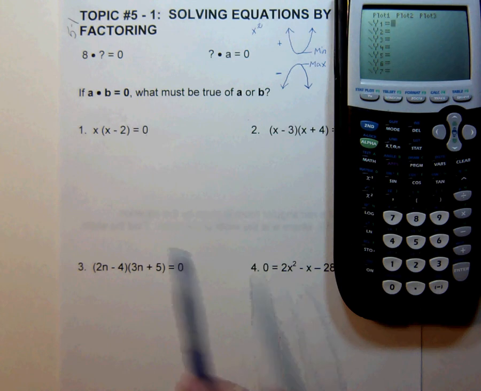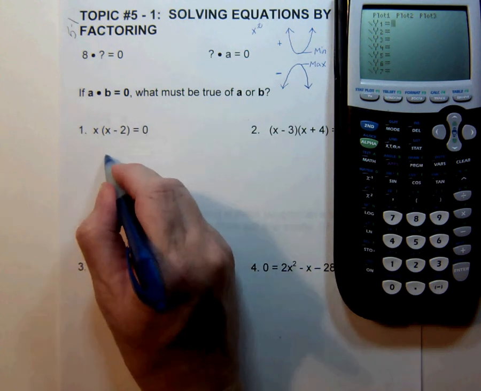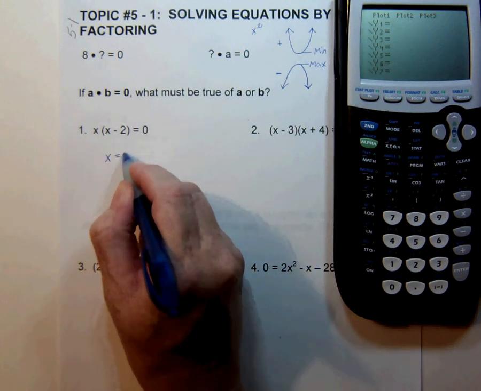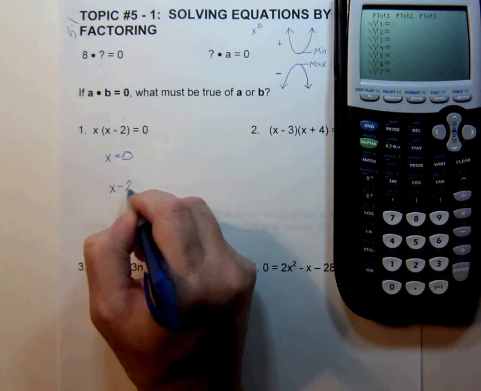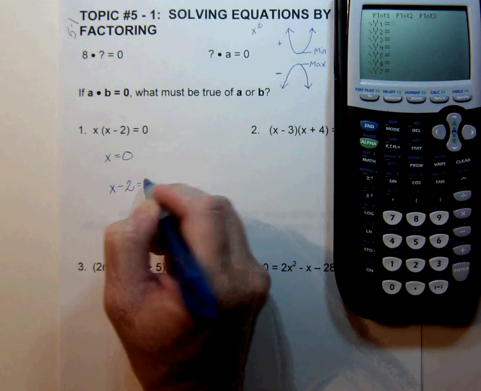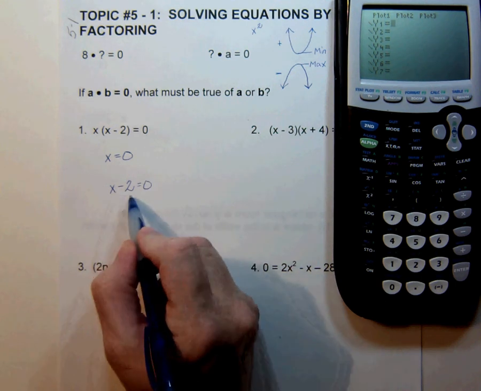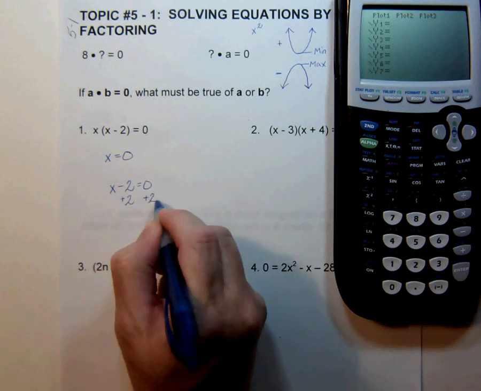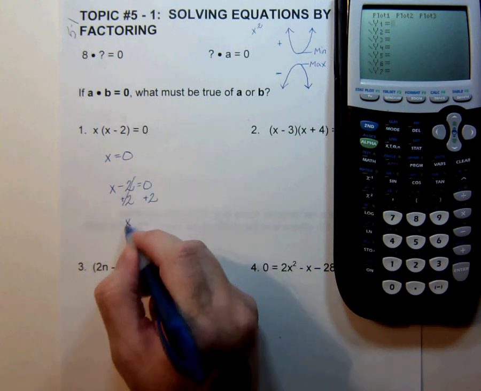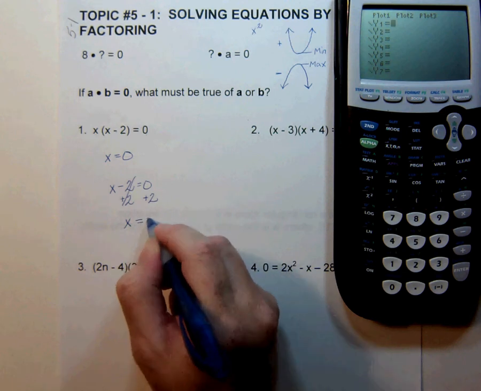So what you're doing is you're breaking up the factors. This x here you're going to set equal to 0, and then x minus 2 equal to 0. If you're solving for x, we have to add 2 to both sides. Therefore, this goes away. So one of your solutions is x equals positive 2.